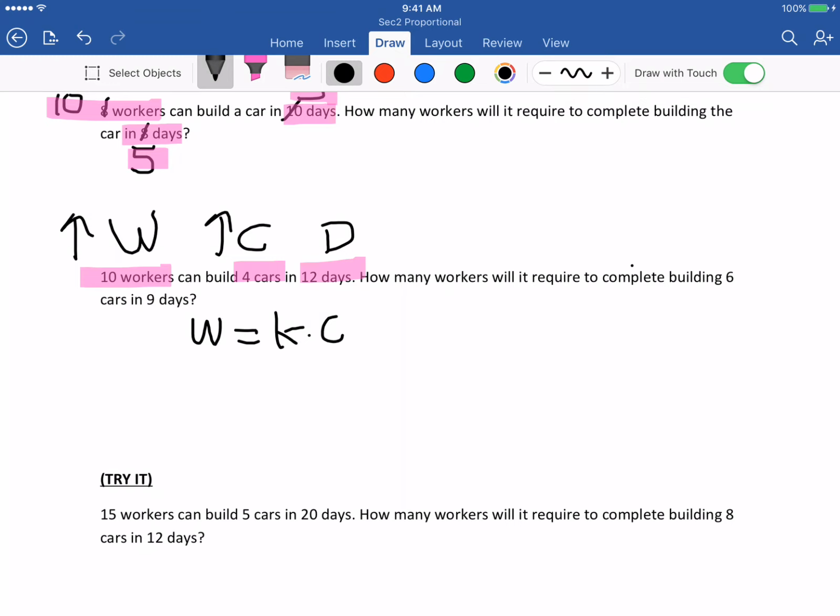How about workers and days? When workers increase, the days will decrease. So are they direct or inverse proportion? Inverse. So it's like that.